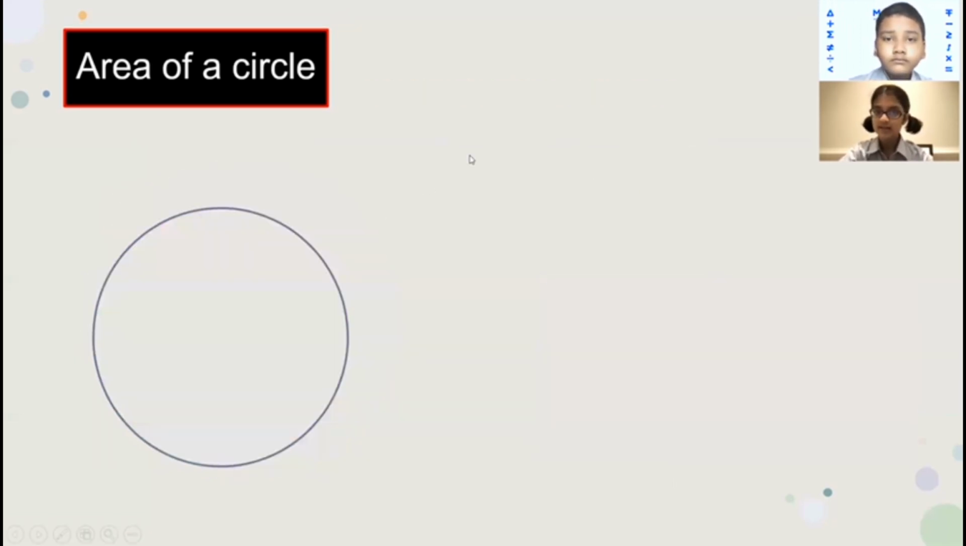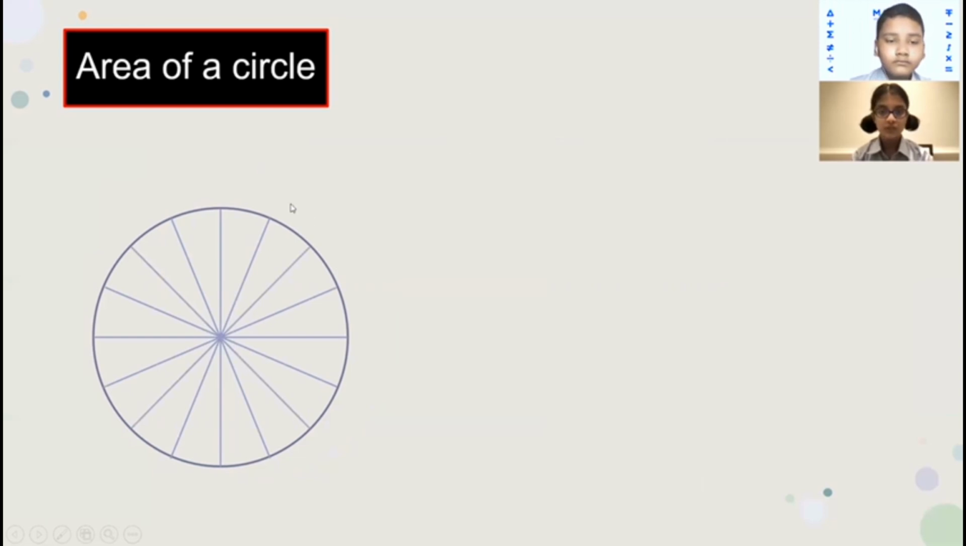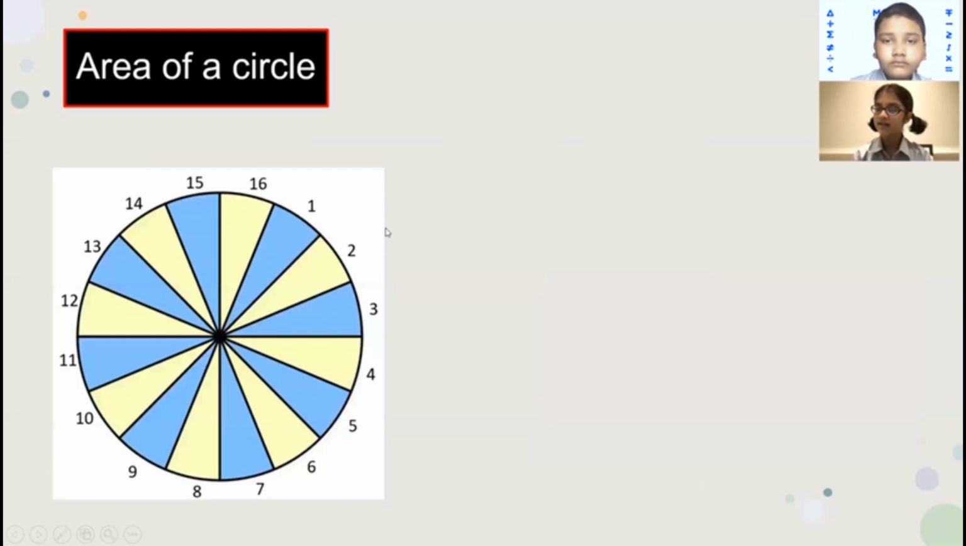We take a circle and cut it into 16 sectors using different diameters. Number them as 1, 2 up to 16. For ease of understanding, we will color the odd sectors blue and the even ones yellow. Let's take the first sector and keep it upright on the right. Then take the second sector and keep it upside down beside it.